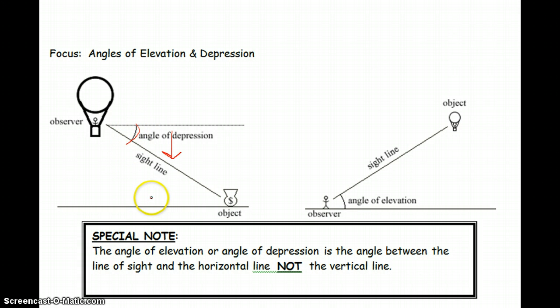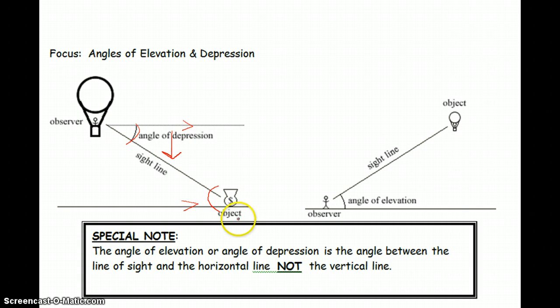Something else to note with this diagram is that this horizontal line is parallel to the horizontal ground below. So what do we remember about parallel lines and those angle properties? This angle of depression here will be congruent to this angle down here with our ground and our object, because of the properties of parallel lines and our alternate interior angles. So again, these two angles here are congruent.